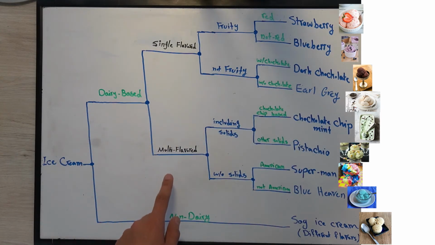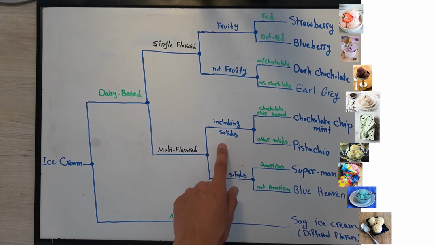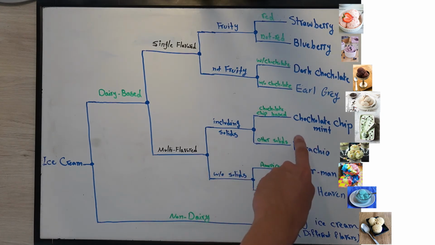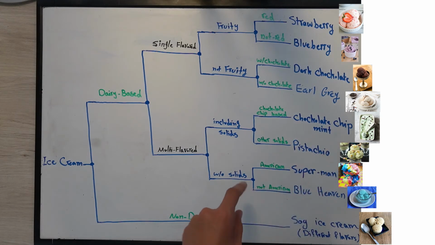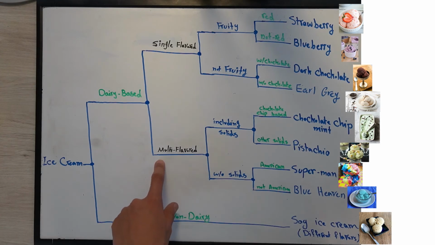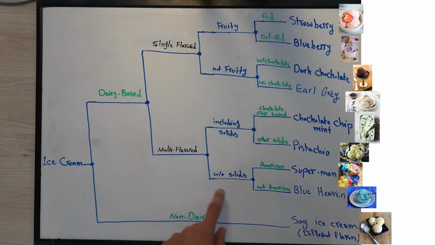Our dairy-based ice cream, if it's multi-flavored and it does have solids, if the solids include chocolate chip, it will be chocolate chip mint. And if there are other solids, it will be pistachio. And for our dairy-based multi-flavored ice cream without solids, if it has originated in America, it will be Superman ice cream, and if it has originated outside of America, for example in Australia, it will be Blue Haven ice cream.